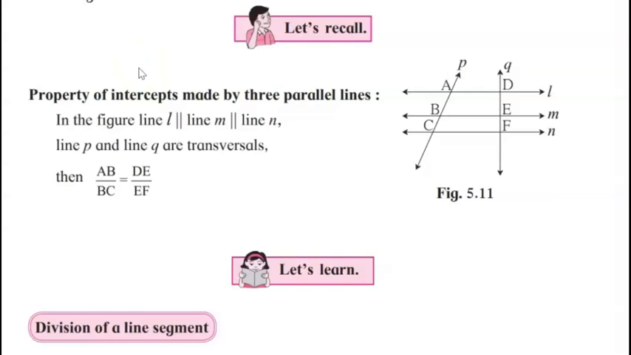Now let us start. First, let's recall the property of intercept made by three parallel lines. Now see this here, the line L is parallel to line M is parallel to line N, and here P and Q are their transversals.